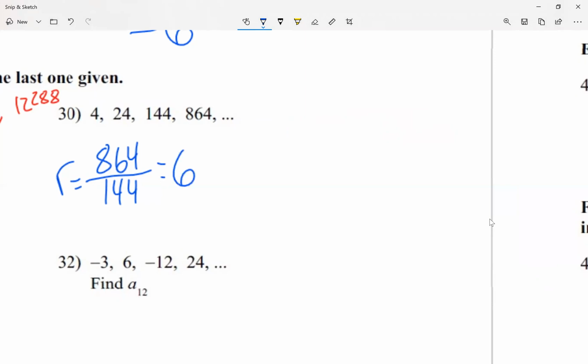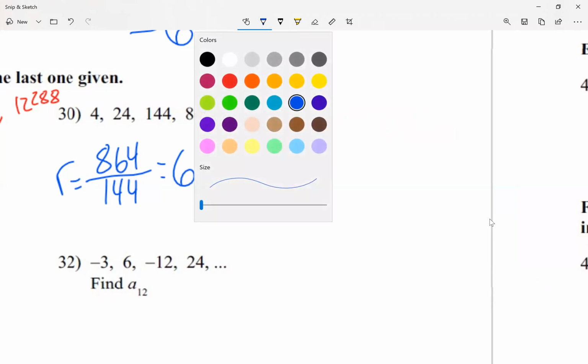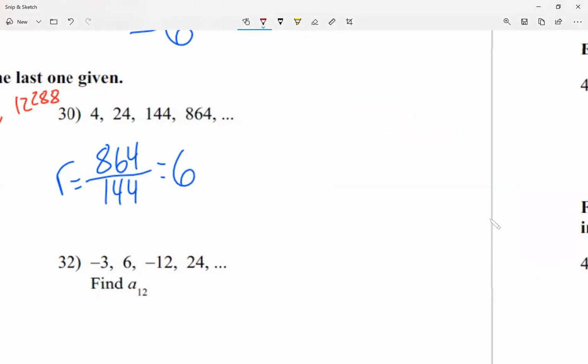My ratio is 6. Now that I know the ratio, I can even check: 4 times 6, yeah, it's 24. I multiply it by 6. 24 times 6 is 144. Times 6 is 864. So I know I have to multiply by 6. The last number on the list is 864.